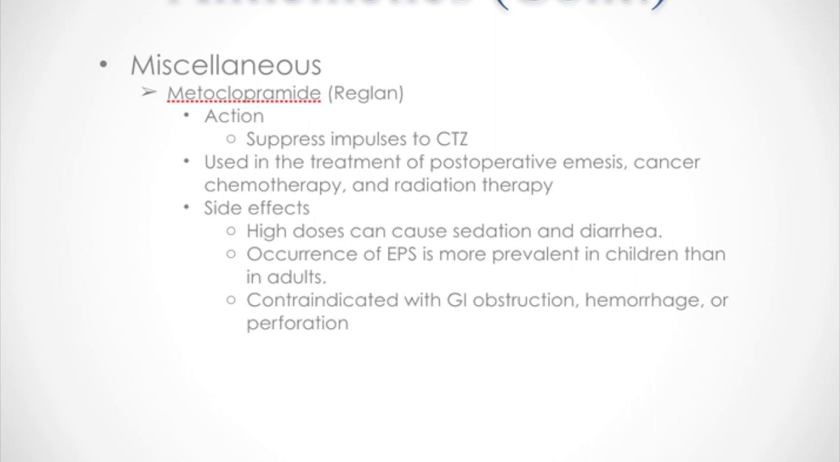And then there's Reglan, which is a very commonly used antiemetic, specifically in cancer patients, and it suppresses the CTZ center. It has a few side effects and some reasons not to give it, but it's generally very well tolerated. It can cause sedation and diarrhea in high doses, and we shouldn't give it to anyone that is having gastrointestinal obstruction, hemorrhage, or perforation.